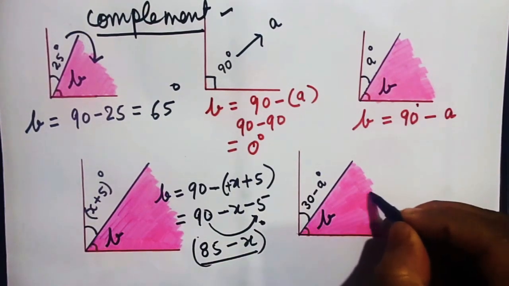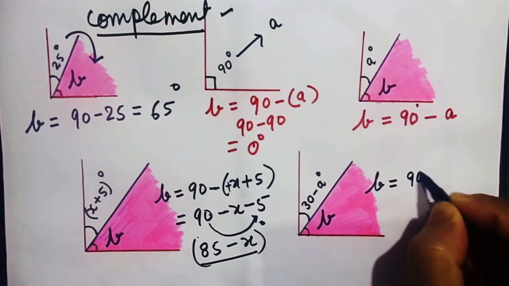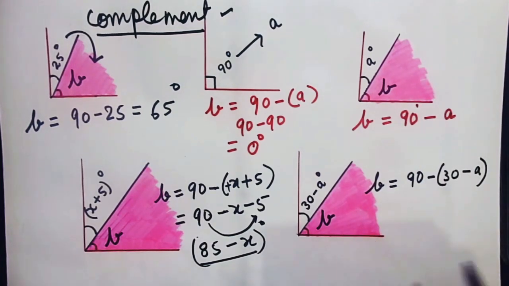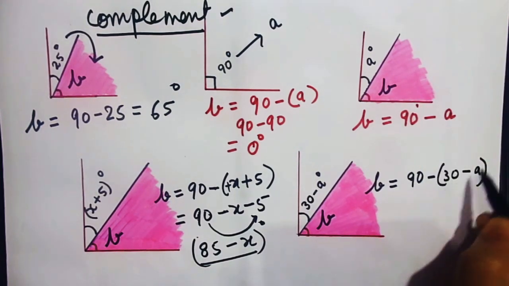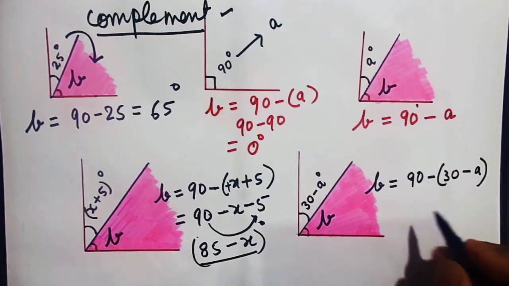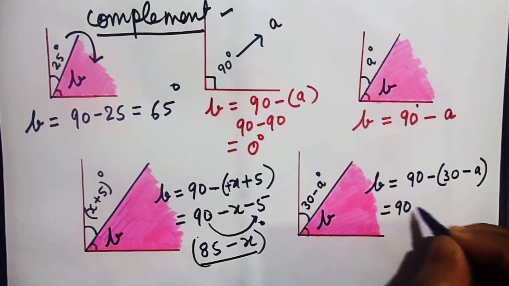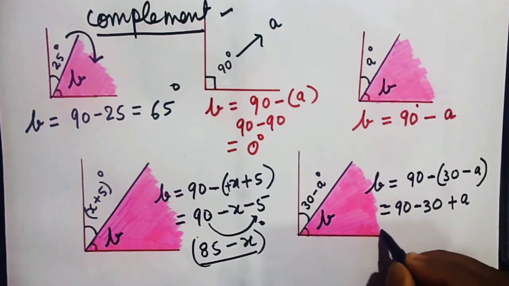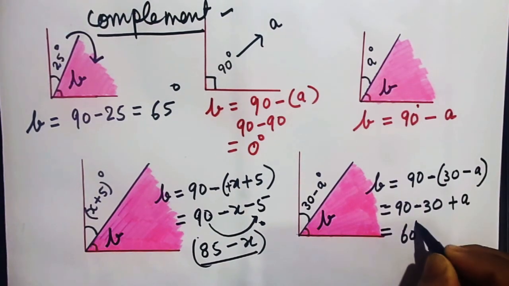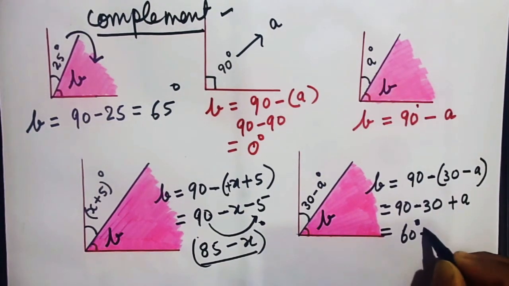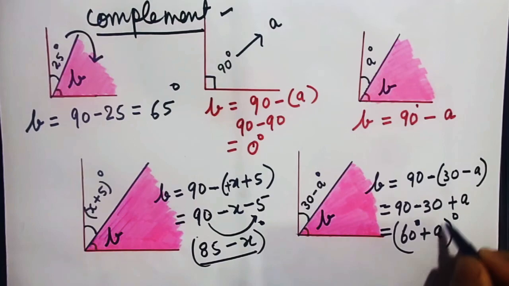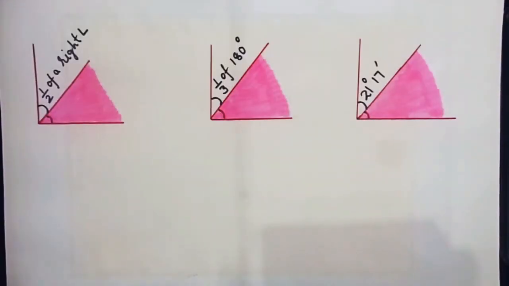Now, here when we find the value of B, B will be equal to 90 minus (30 minus A). Once again, let me bring into your notice that you have to put this bracket sign over here, otherwise you will get a different answer. It is equal to 90 minus into plus, that is minus 30, and minus into minus equal to plus A. Now, 90 minus 30 is 60, not degree, because it is 60 plus A. Why? Because the whole angle is in degree, not each of them is degree. The whole angle is in the form of degree.